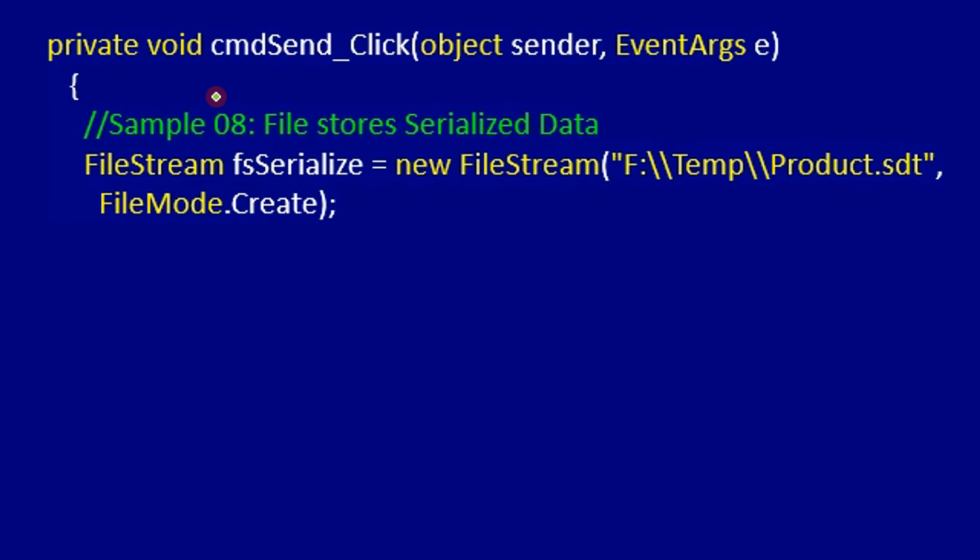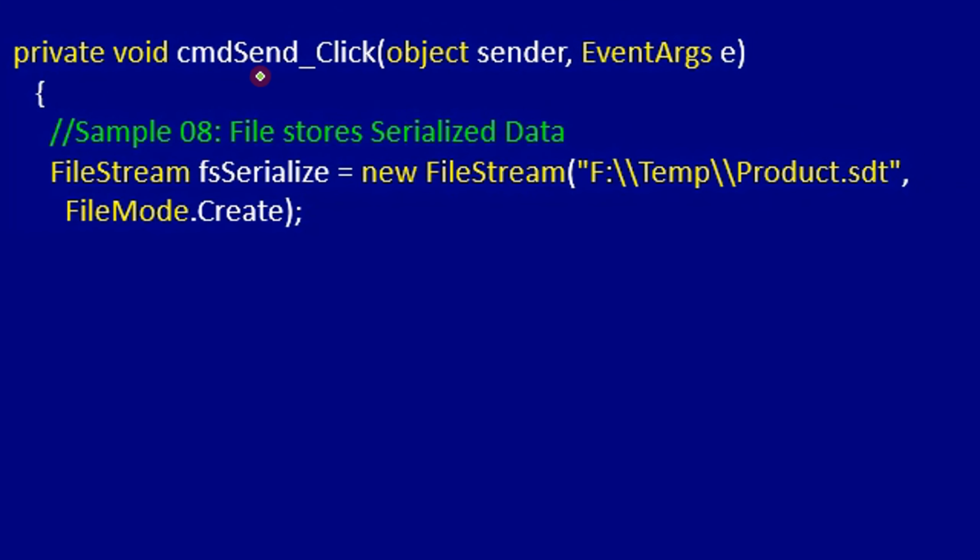Alright, now we will go to the main part. Here in the send button click, we perform serialization. First, we are opening the file stream, and we are naming it F:\temp\product.std. You can give any name. And FileMode.Create.